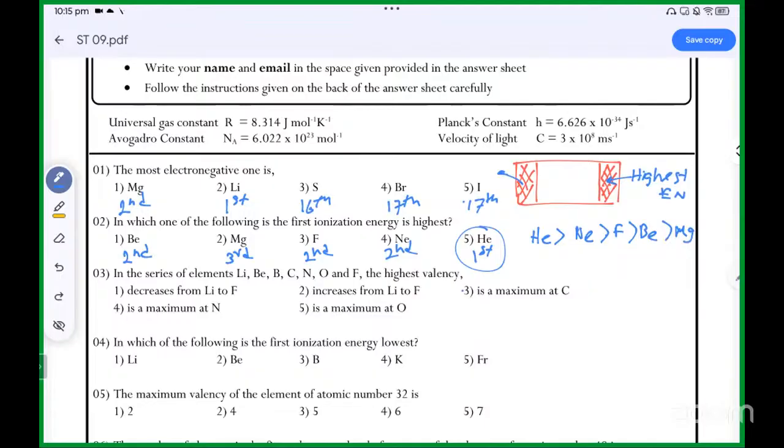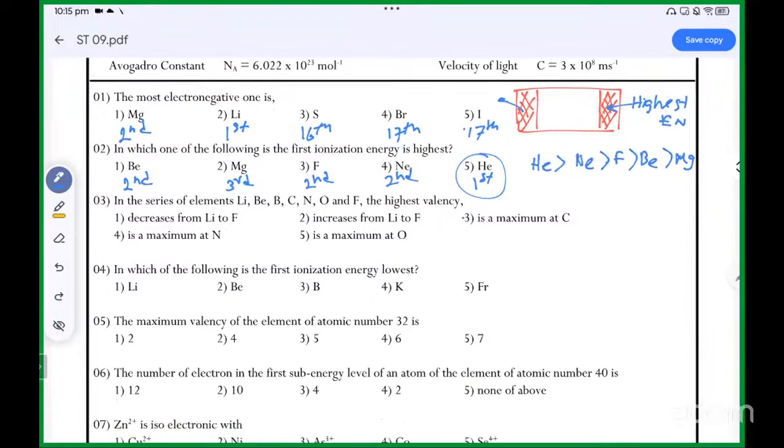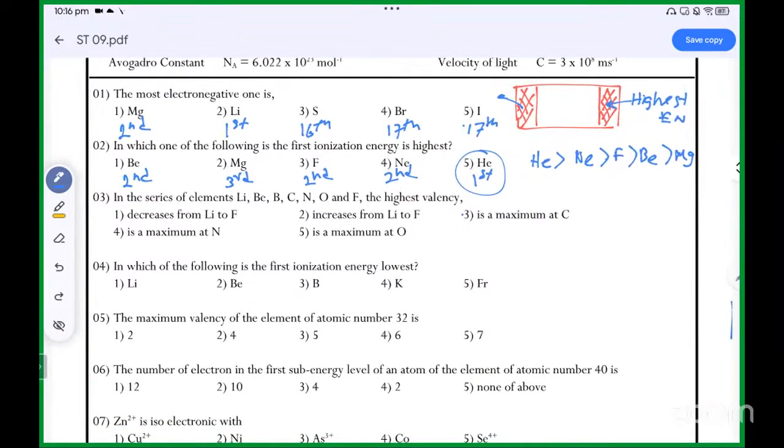We are talking about first ionization energy, not second, not third. If it were second and third, the things would be different, right? So therefore, the answer is the fifth one. If there are any questions, any arguments, any challenges, you can let me know, right?